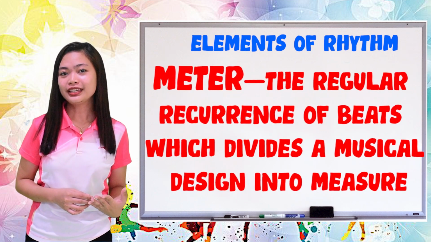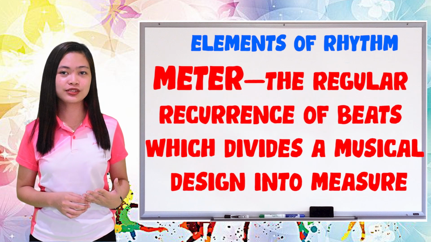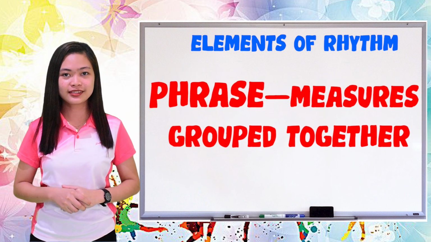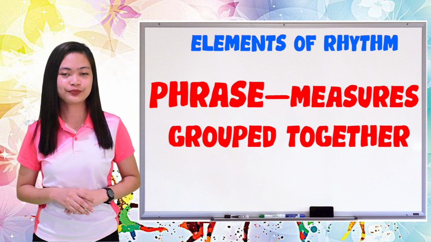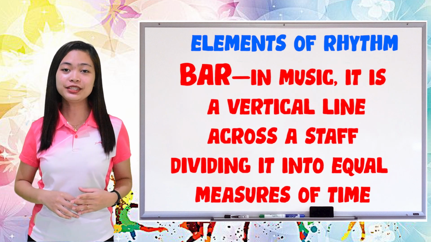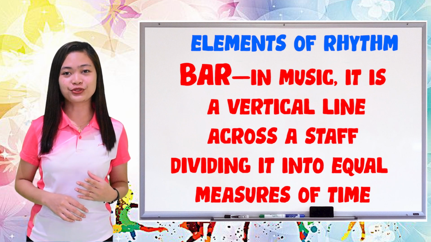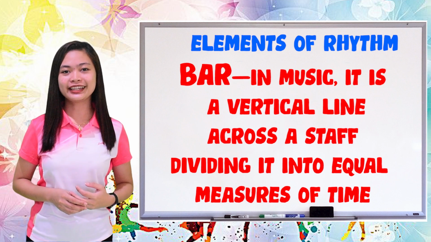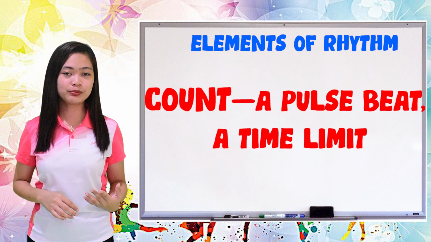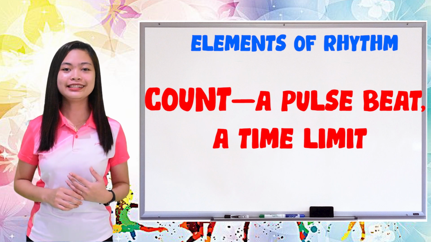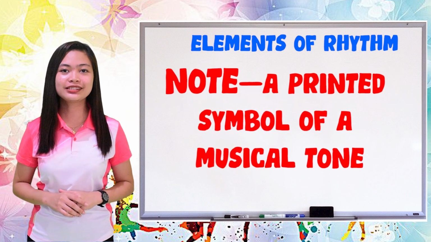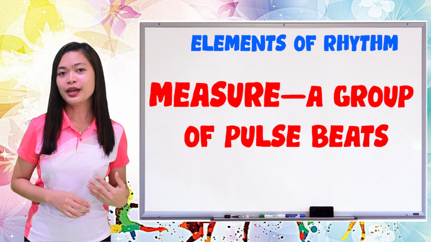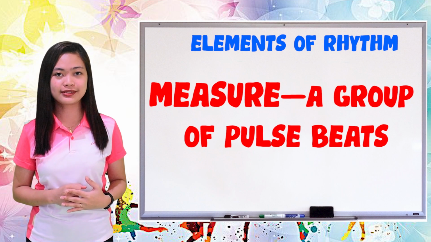Next is meter. Meter is a regular recurrence of beats which divides a musical design into measures. Next is a phrase, which is measures grouped together. Next is bar. In music, it is a vertical line across a staff dividing it into equal measures of time. Next is count. It is a pulse beat, a time limit. Next is note. Note is a printed symbol of a musical tone. Next is measure. Measure is a group of pulse beats.